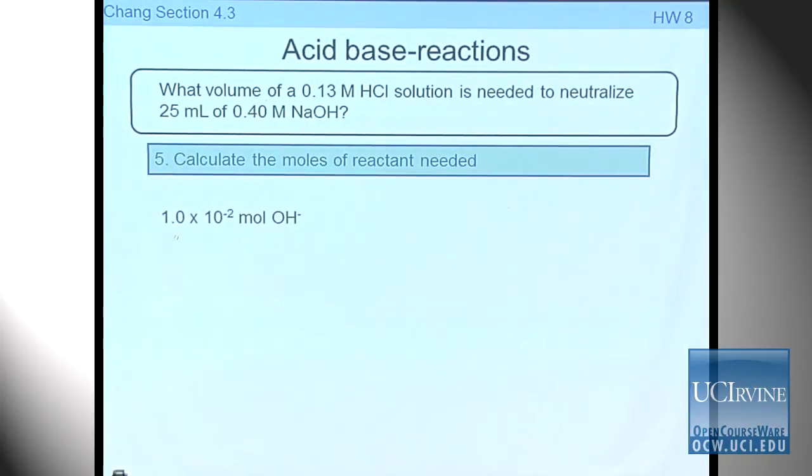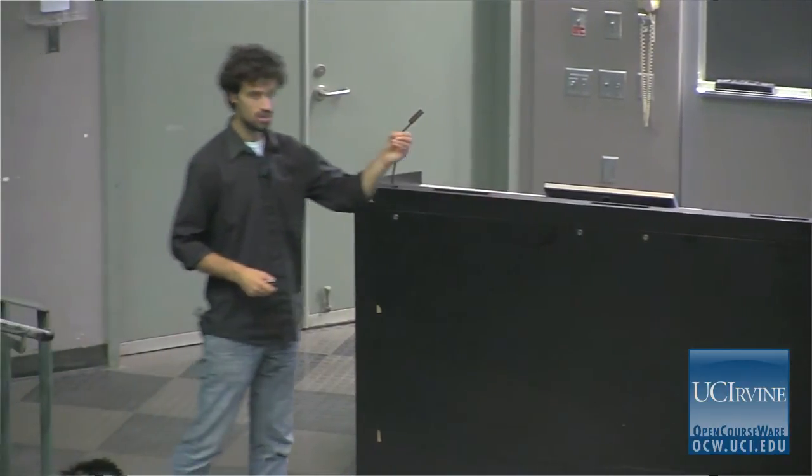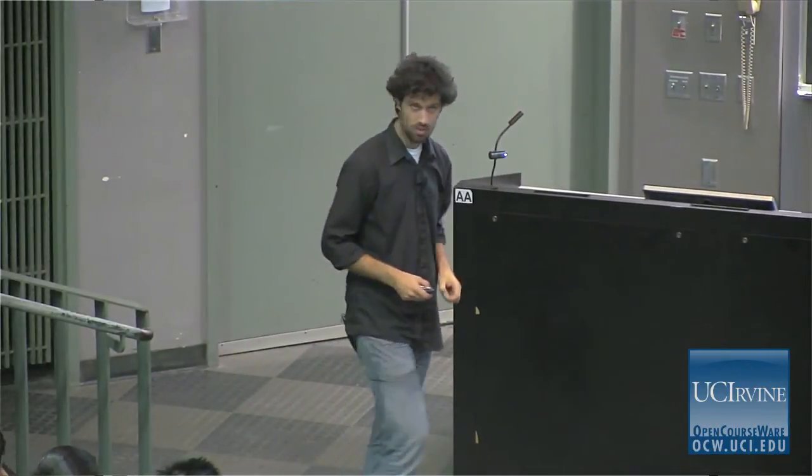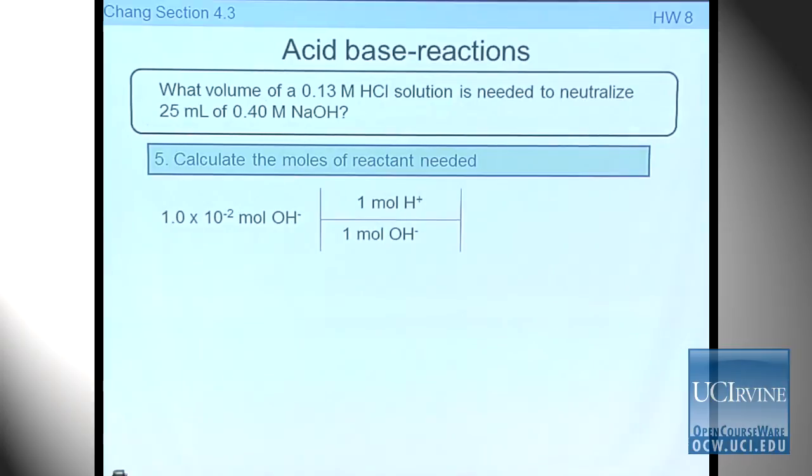So for 1.0 times 10 to the minus 2 moles of OH minus, I need to multiply by the mole ratio of how these two things react. For each 1 mole of OH minus, I need 1 mole of H plus. In other words, I need just the same amount of H pluses as I have OH minuses in my beaker. 1.0 times 10 to the minus 2 moles of H plus.